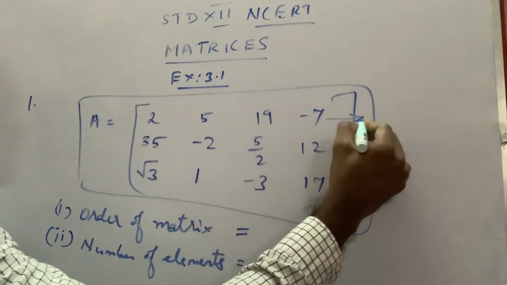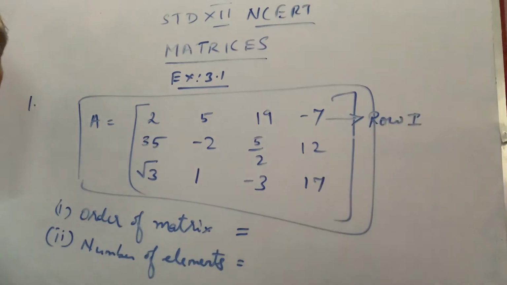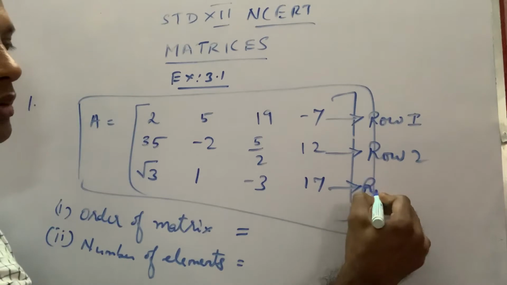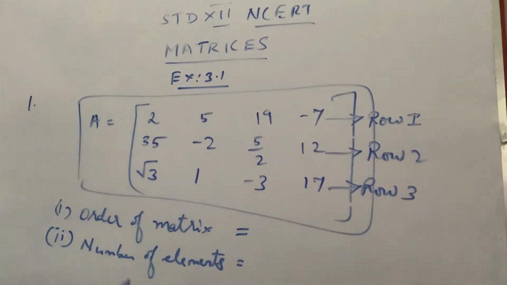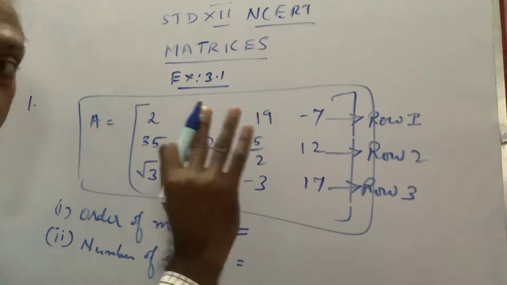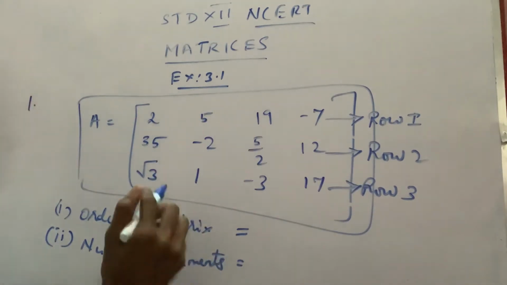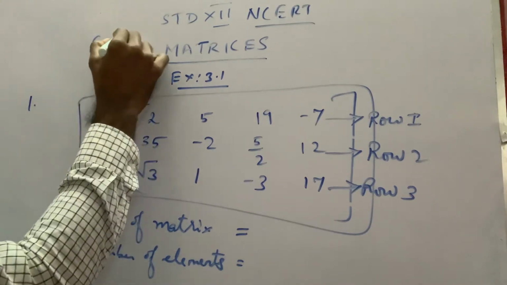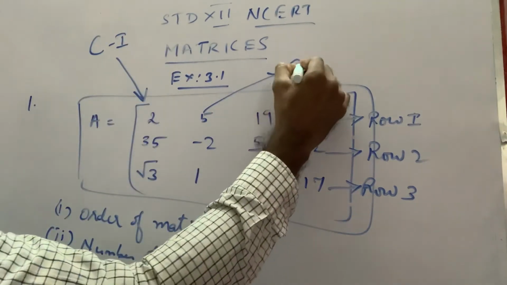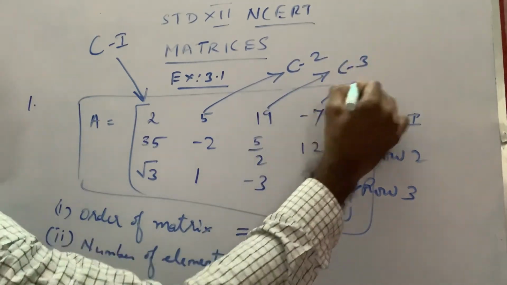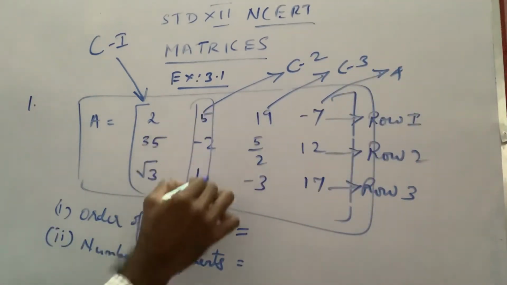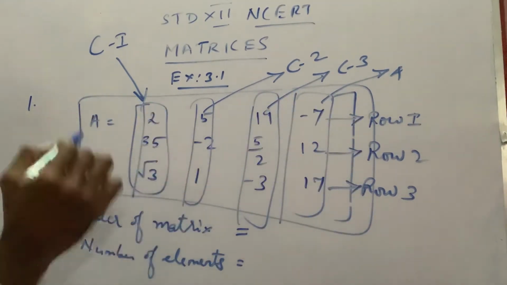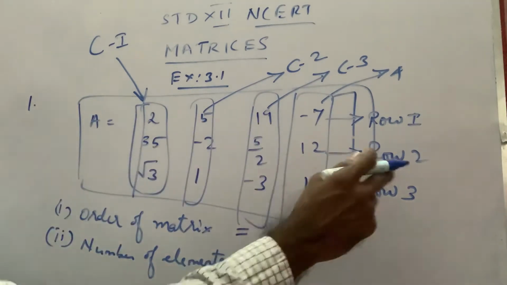ये क्या है? रो है, row 1, right? और ये row 2 और ये row 3. So how many rows are there? कितने rows हैं इसमें? 3 rows. So now how many columns? Let's see how many columns are there. This is column 1, this is column 2, you have column 3 and column 4. So the vertical ones are columns, right? So you have 4 columns and 3 rows. 3 rows and 4 columns.